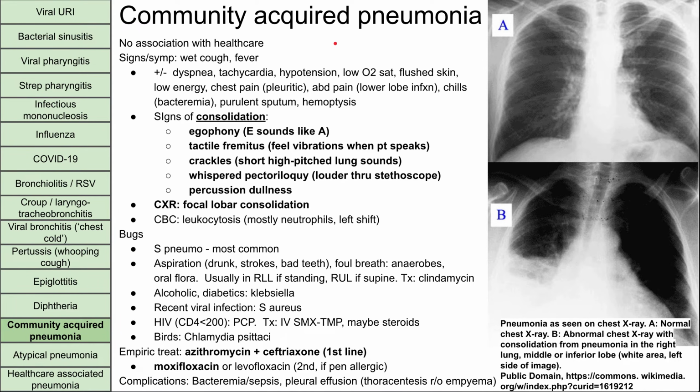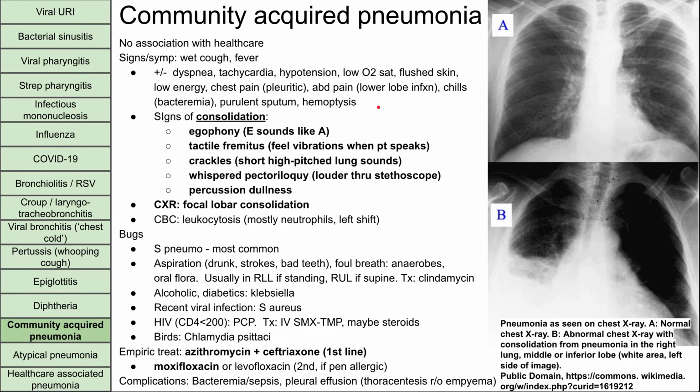They can have abdominal pain. This is common in a lower lobe infiltrate, where it actually irritates the abdominal organs or the diaphragm because the infection is that big and swollen and angry. They can have chills, especially associated with bacteremia or sepsis, purulent sputum, and hemoptysis.